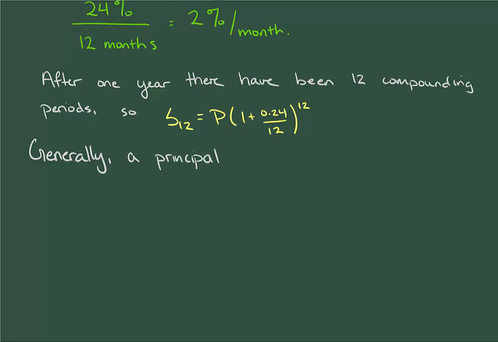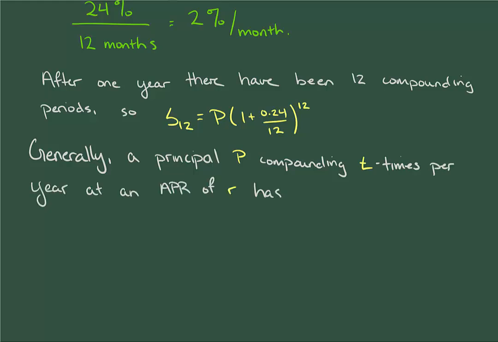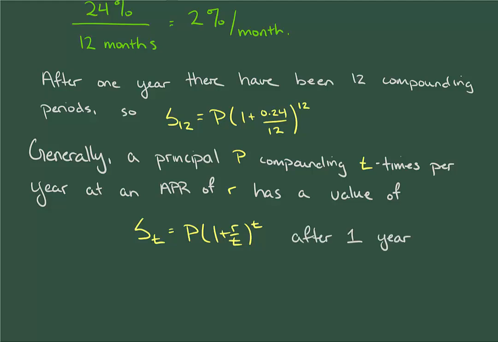Now, more generally, let's suppose we have a principal P compounding T times per year, and let's say that we're quoted an APR interest rate of R%. So after 1 year, we have this value. And make sure that you understand why that T is in the exponent: after 1 year, there have been T compounding periods because I'm compounding T times per year.